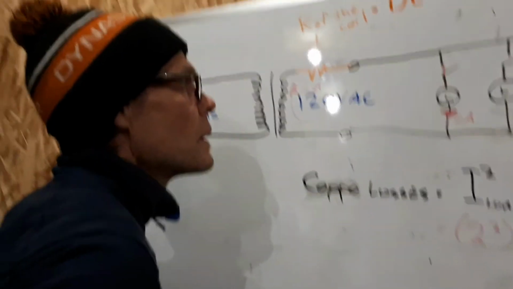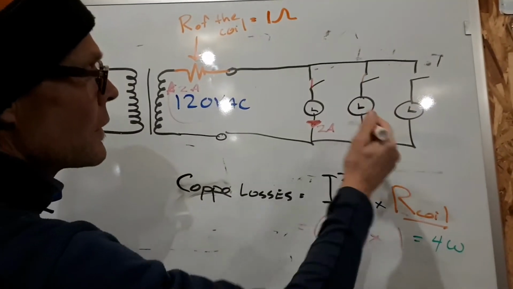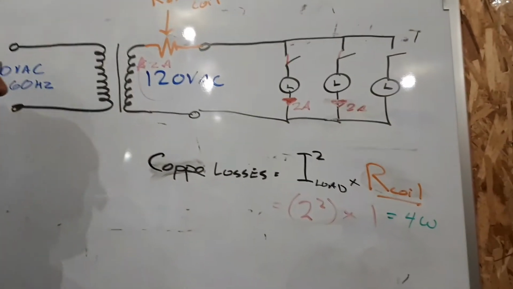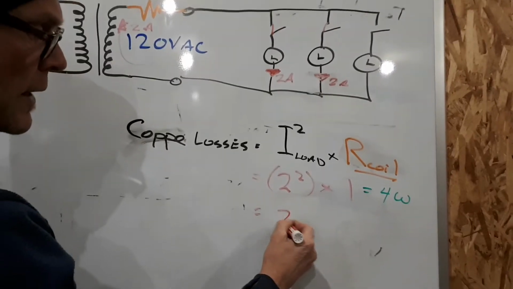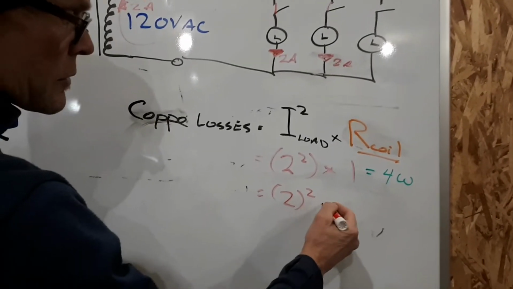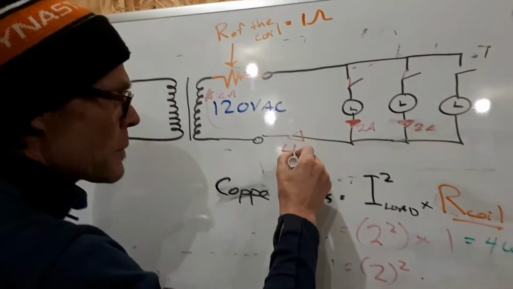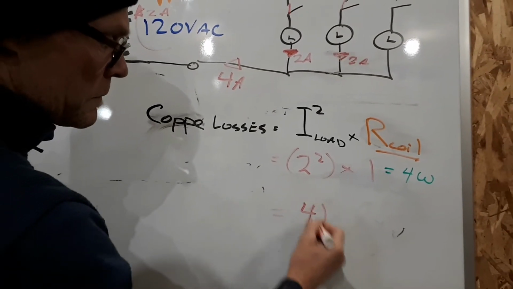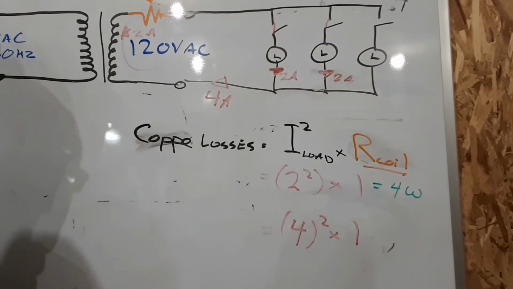Someone goes down the stairs, needs to turn on another light. They turn on that light, let's say another 2 amps flows. Definitely not LEDs. So another 2 amps flows. So I take a look at that. Total current flowing right here, let's just do this, it's 4 amps. So now what do our copper losses do? 4 squared times 1. 4 times 4 times 1. That's 16. Look at that.